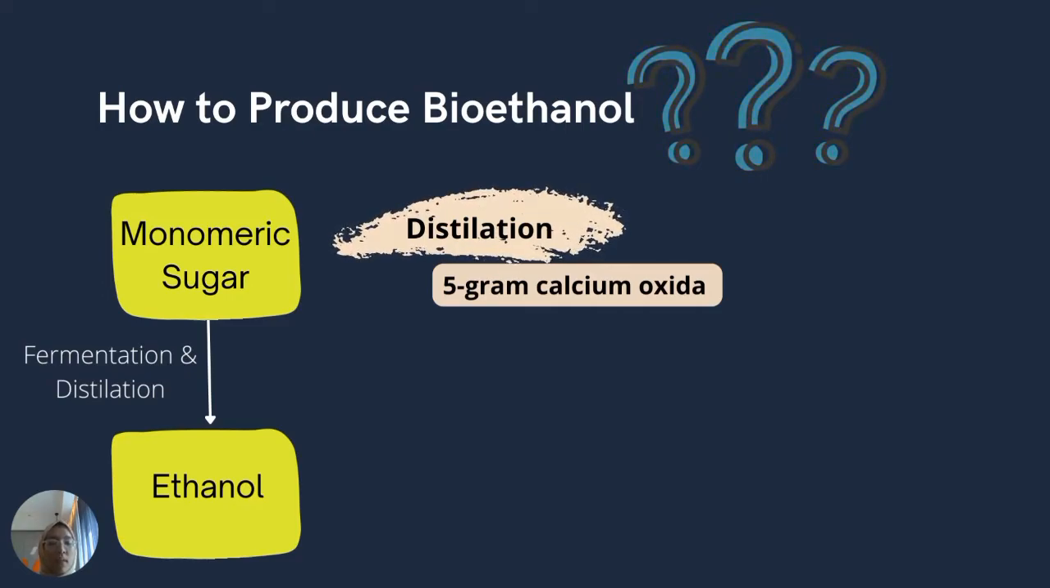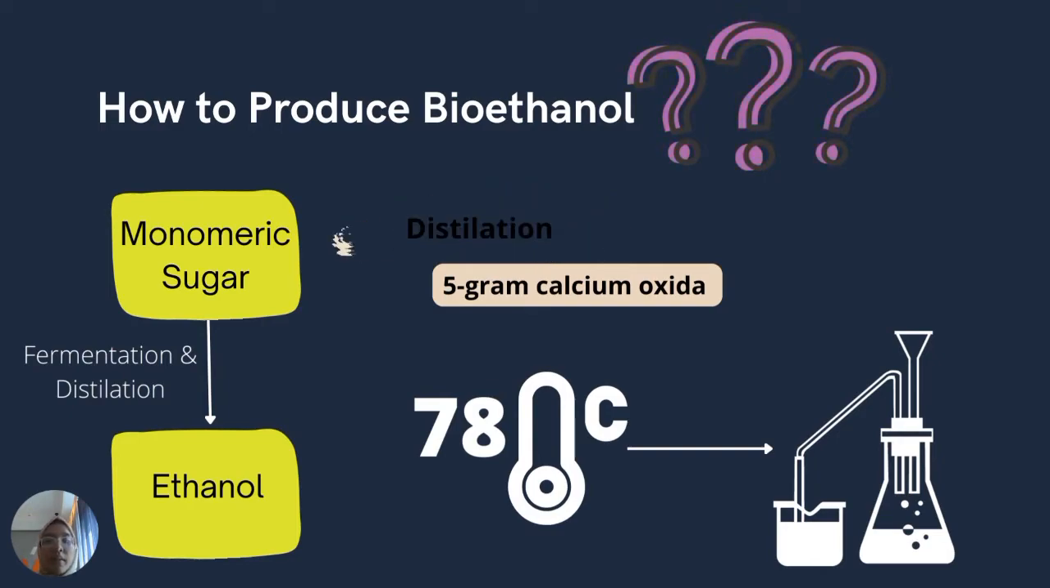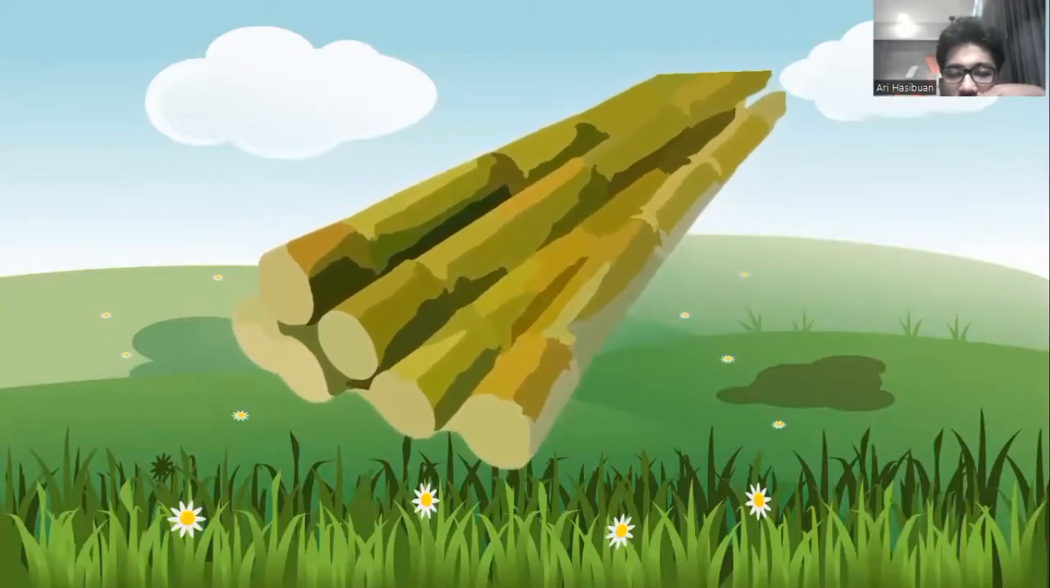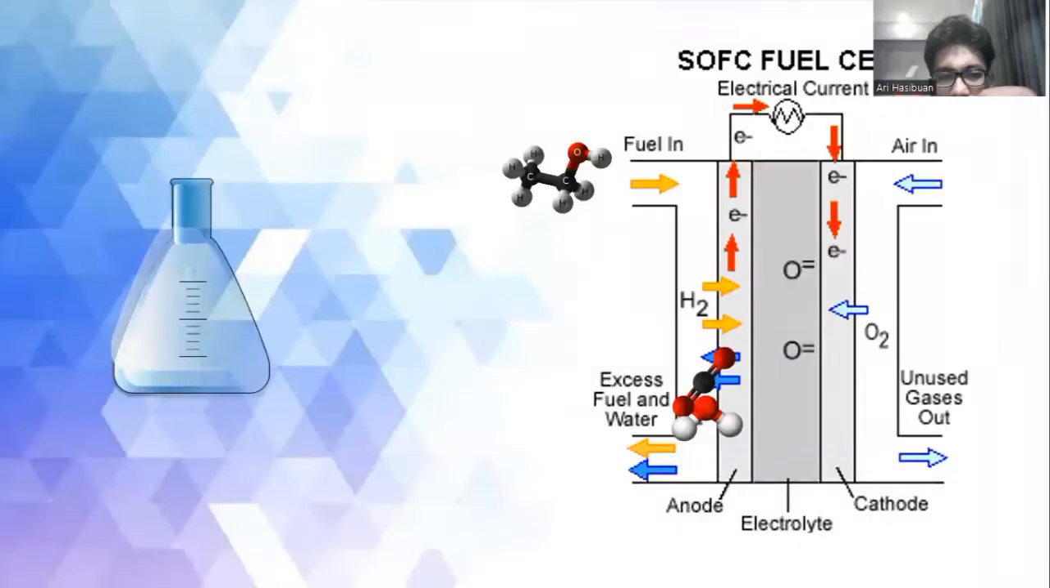We need 5 grams of calcium oxide. This material will make our ethanol clear. What we do is prepare the tool and arrange it like in the picture beside, and keep the condition at 78 degrees Celsius so the ethanol will separate from the solution. So after the extraction is complete, the biofuel will be measured and we put it into the SOFC, or solid oxide fuel cell.